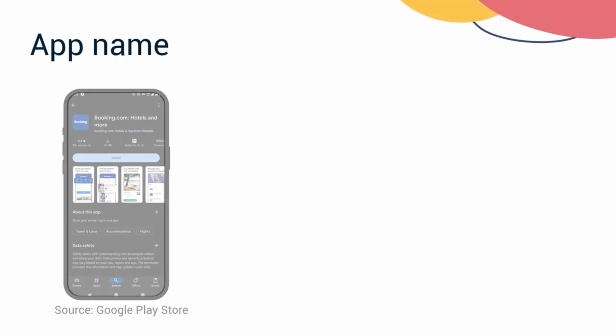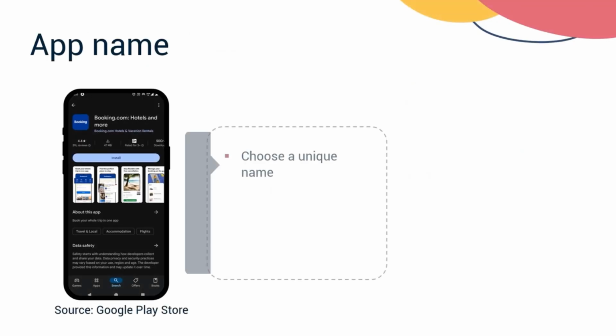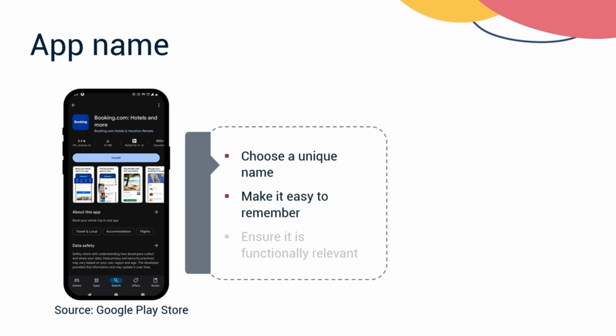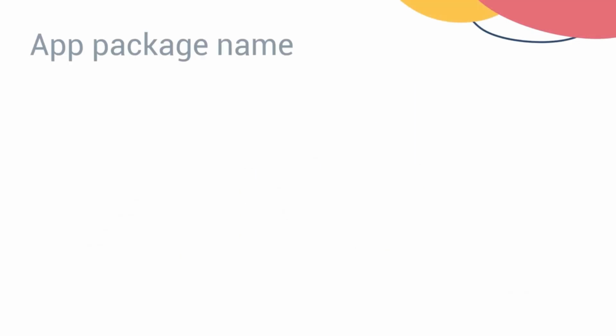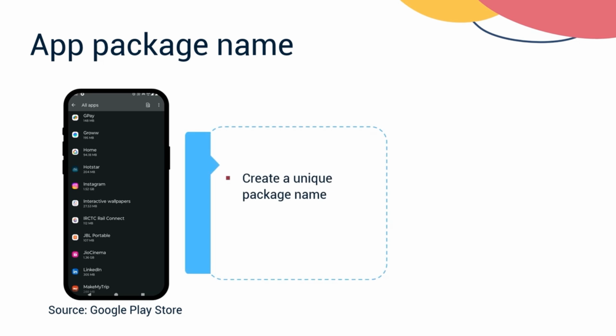Choosing an appropriate name for your app is critical. It should be unique, easy to remember, and functionally relevant. Some best practices include ensuring the name indicates what the app does and checking for originality to avoid confusion with other apps. The app package name is a unique identifier for your app.